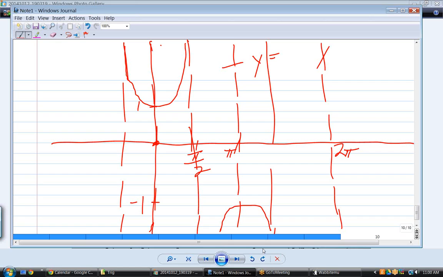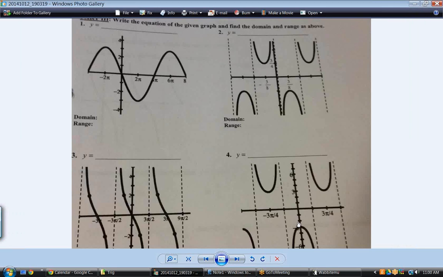You've had Trig 101. Well, maybe not. You might have had part 1 of Trig 101. But you've had a lot of Trig, and it seems to me like you've picked it up pretty good.